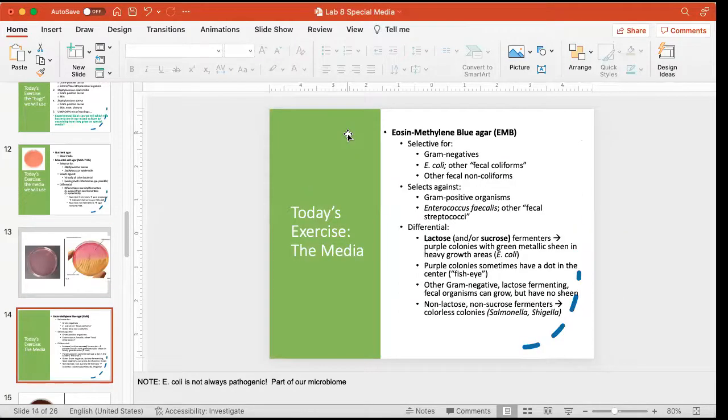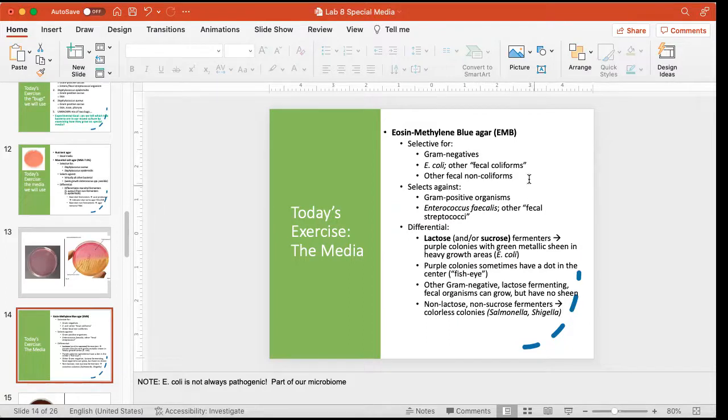Now, the other media we'll be using today is eosin methylene blue, or EMB. This one is also selective and differential. EMB is a little more complex, though. It is selective for gram negatives, particularly E. coli and other fecal coliforms, and it will allow fecal non-coliforms to grow as well.